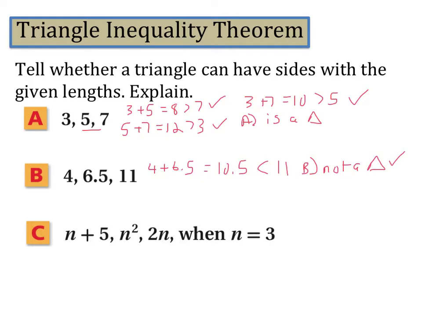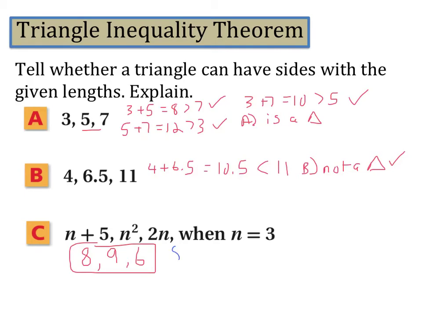Now for example C, our three side lengths are n plus 5, n squared, and 2n, when n equals 3. This one requires us to do some substitution first. I'm going to substitute the value of 3 into each of these side lengths. So my actual side lengths will be 8, 3 squared is 9, and 2 times 3 is 6. Now I have my three side lengths, and I can apply the triangle inequality theorem.